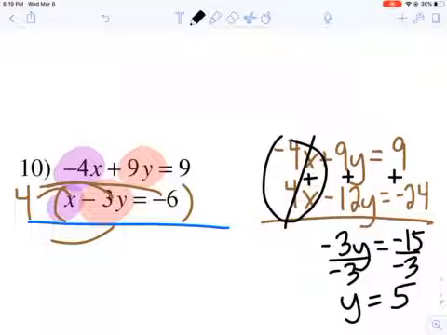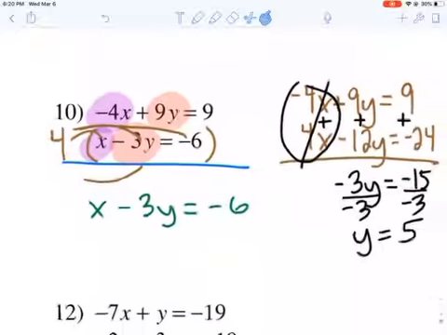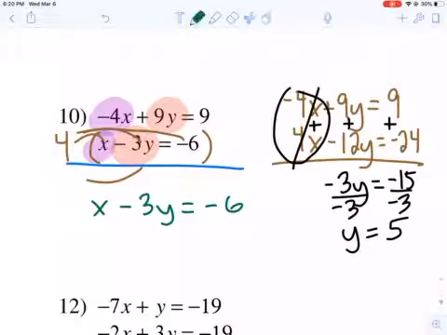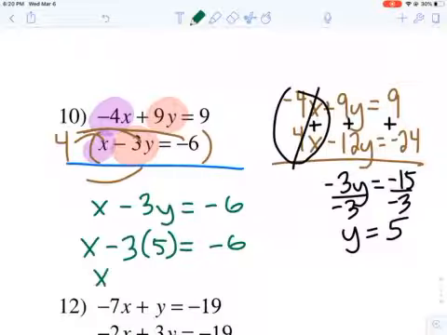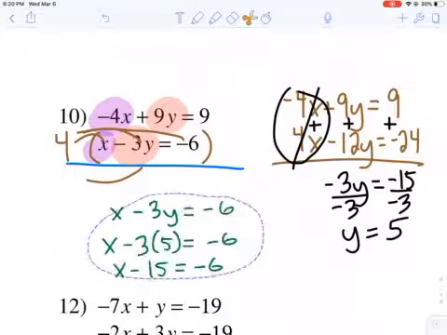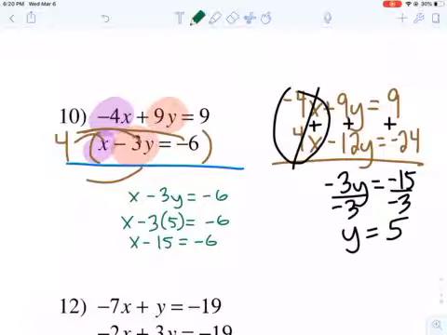Again, I'm not done yet. I gotta plug this in. So here's what I'm going to do. I'm going to use my second equation here. Here's why. I get x minus 3y equals negative 6. I get x all alone here for the most part, so once I plug in y, it should be pretty easy. So I'm going to do x minus 3 times 5 equals negative 6. Simplify it. X minus 15 equals negative 6. Cool. I'm going to add 15 to each side like so. Now I just get x equals 9. So I got myself a nice ordered pair here. 9 and 5.